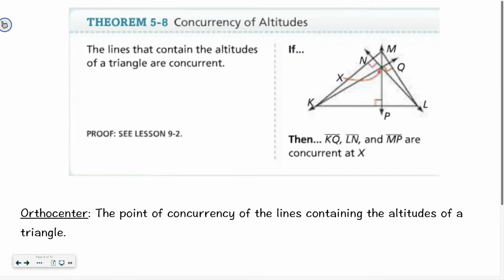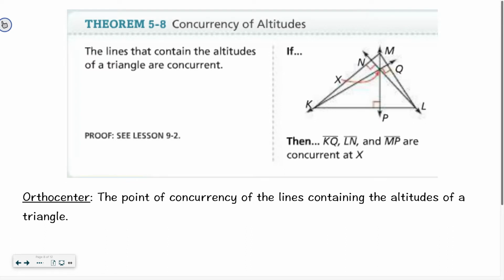Okay, so we've talked a lot about medians. Now let's jump into altitudes. So the lines that contain the altitudes of a triangle are concurrent. So that point of concurrency is called an orthocenter. So we have a lot of names between yesterday and today. Yesterday we learned about circumcenters and incenters. Today we've learned about centroids and orthocenters.